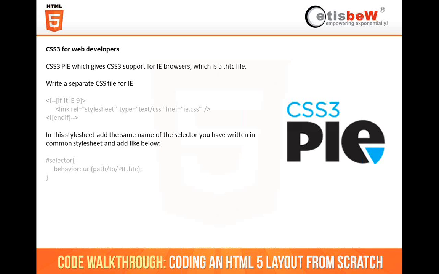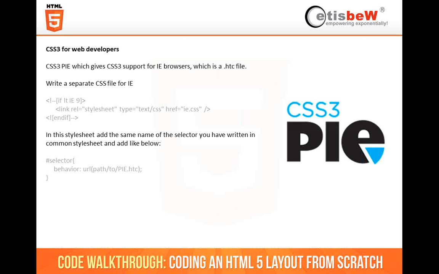So you can add the position relative for IE.css, and also the pie.htc. These two are compulsory, which you need to add in IE.css, which gives you support in all IE browsers. So in this style sheet, add the same name of the selector you have written in the common style sheet and add it like below. That is giving a path to the HTC file.